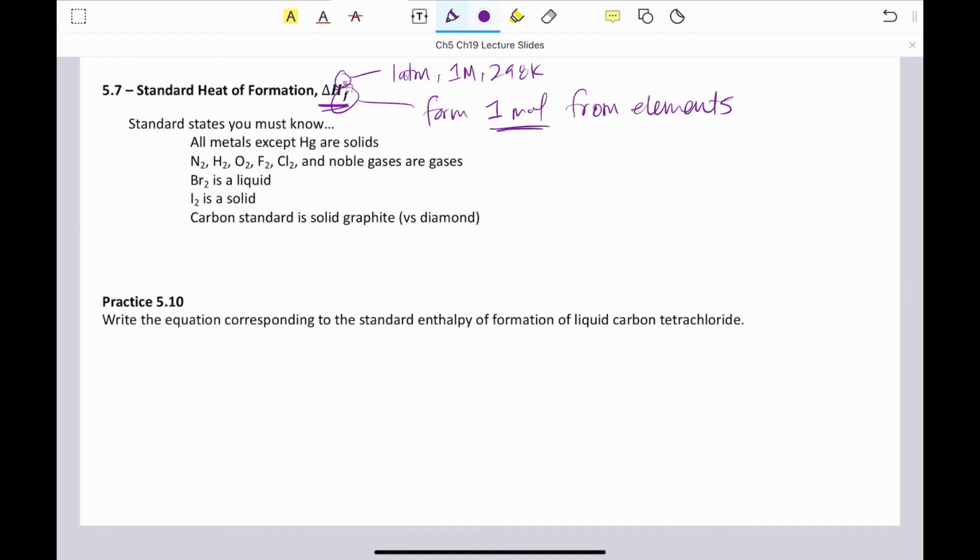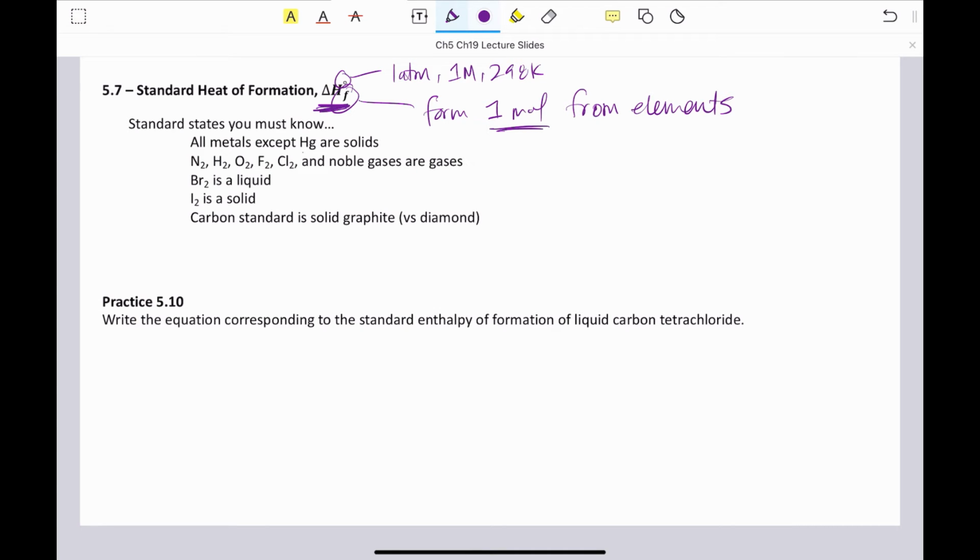Other things that we should know. If we're talking about the heat of formation as being the standard of how much energy is required to make 1 mole from its elements, then it stands to reason that there are a certain set of things that are going to have 0 heat of formation, because that's literally how we find it in nature. So if we're talking about these as standards, we're going to consider that like the 0 point. So standard states we should know.